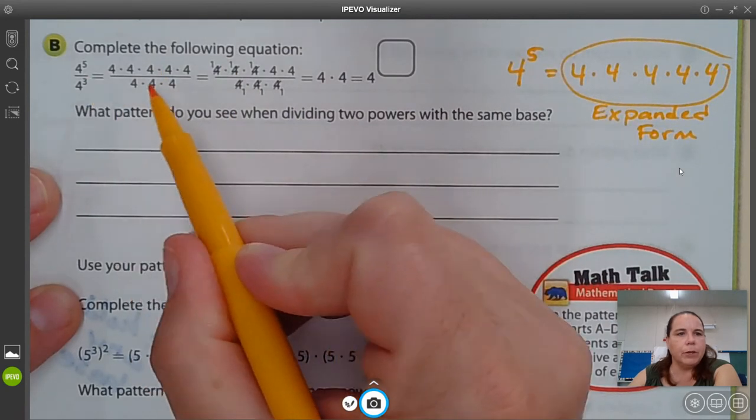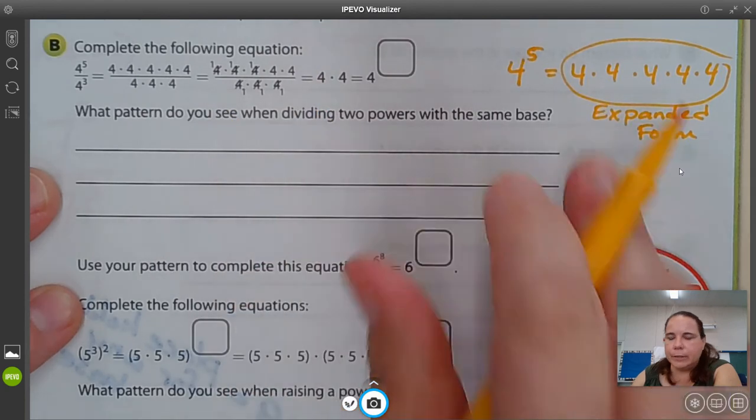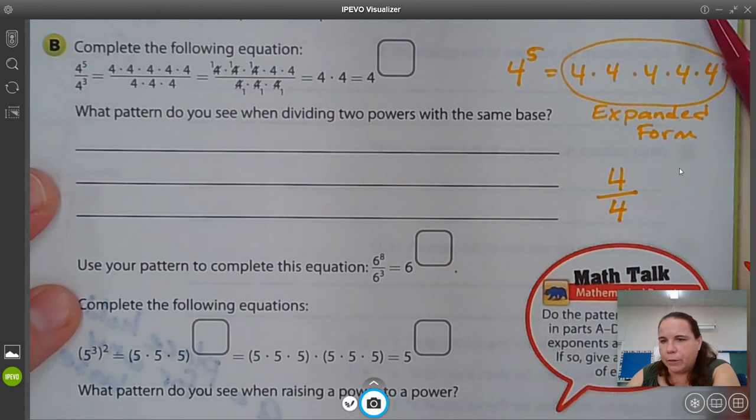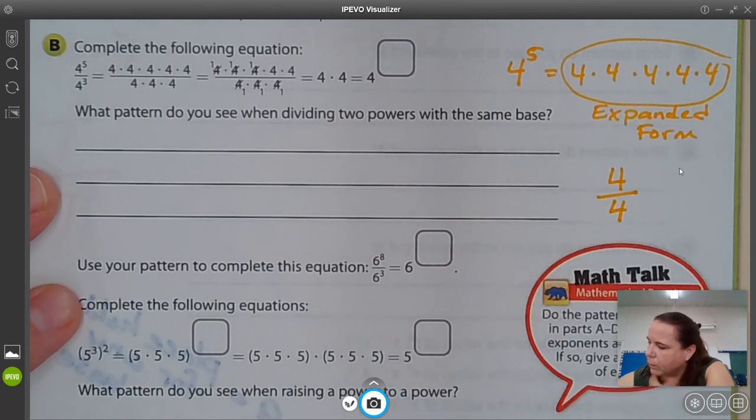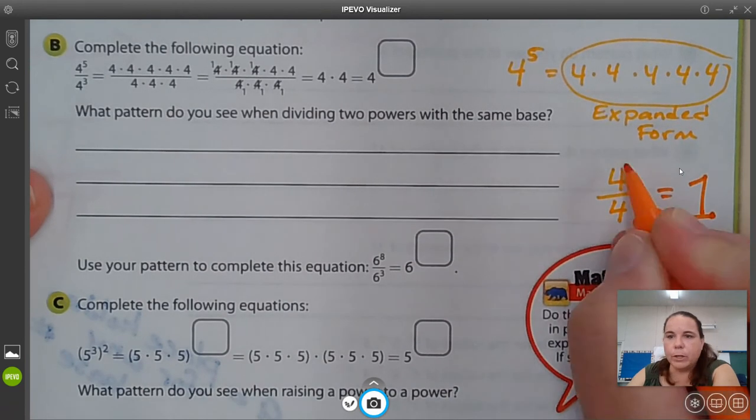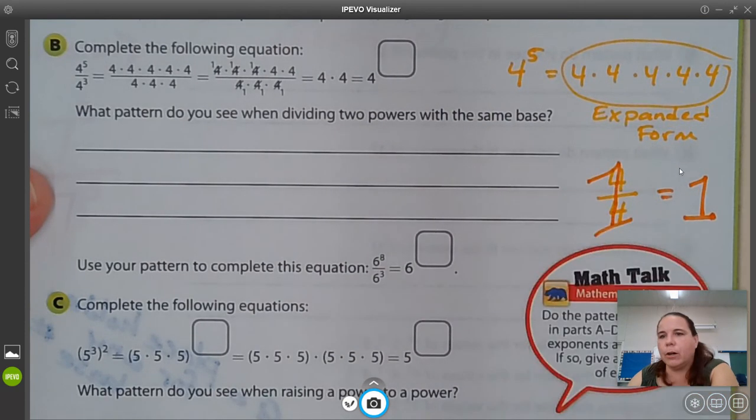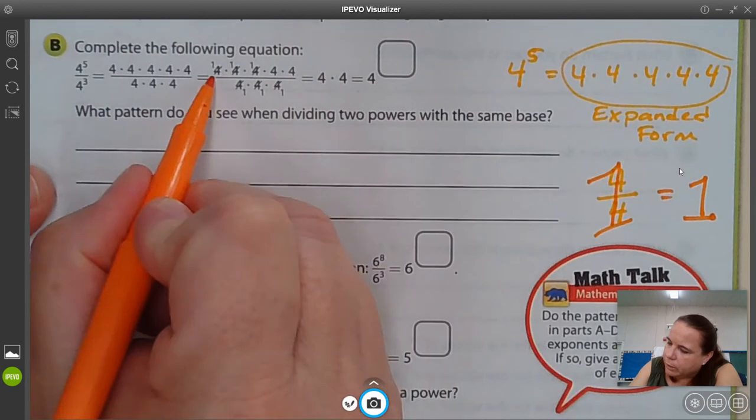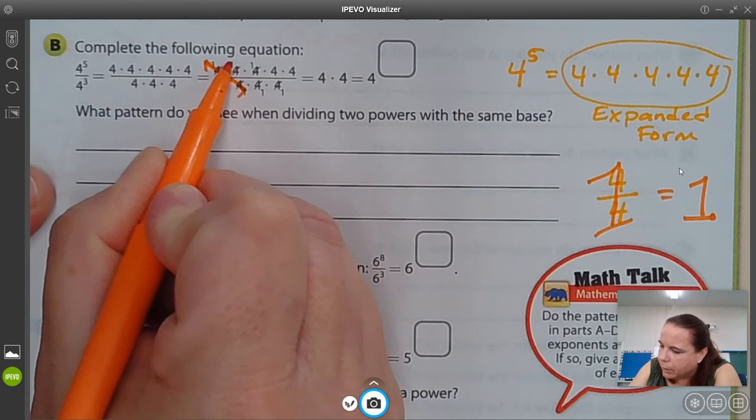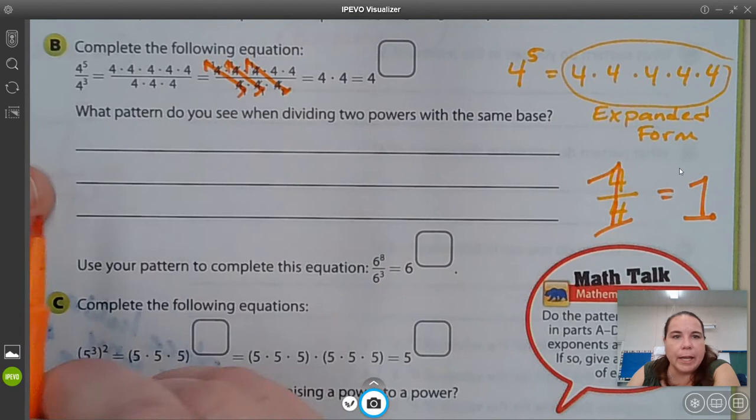And then 4 to the 3rd is down below. Okay, so what they are doing here is this idea that if you have 2 equal values over each other, this makes a giant 1, right? So 4 over 4 equals 1. 4 divided by 4 equals 1. So 4 over 4, I call it a big Arnold Schwarzenegger 1, right? So this 4 and this 4 make a 1, this 4 and this 4 make a 1, this 4 and this 4 make a 1, and they cancel each other out.